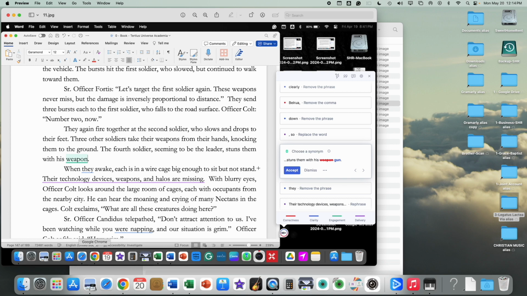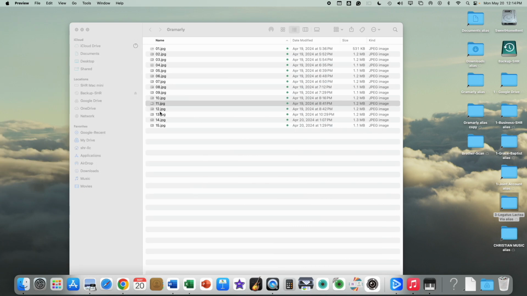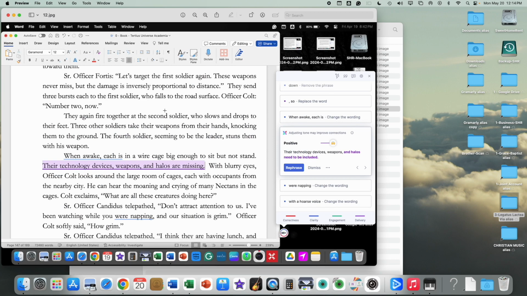When he stuns them with his weapon, he wants to change it to "stun them with his gun." And I agree, it was a gun-type weapon, but I think weapon sounds much better than gun. And it is an engagement-type correction, but still, when you have thousands of them coming up on your novel. Okay, here's one that's on delivery.